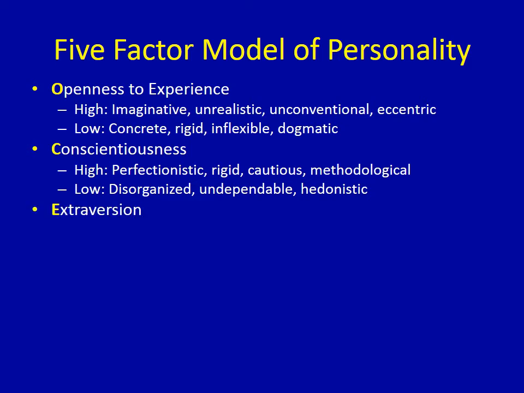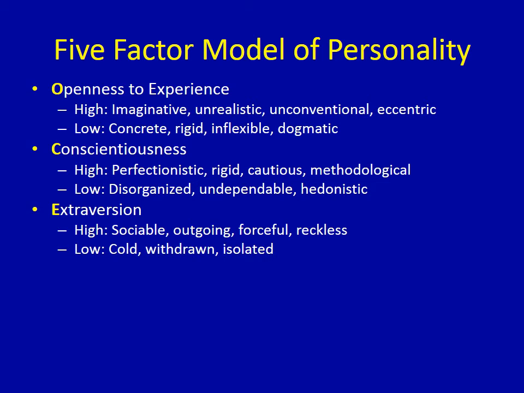The third component of the five-factor model of personality is extroversion, and this refers to interactions with other people and warmth in interpersonal interactions. Individuals who are high on extroversion tend to be social and outgoing. They may be forceful. At very high levels of extroversion, they may tend to be reckless or somewhat aggressive. In contrast, individuals who are low on extroversion may be more withdrawn or isolated in their social interactions. And in terms of their affective interactions with others, they may come across as cold or somewhat uncaring.